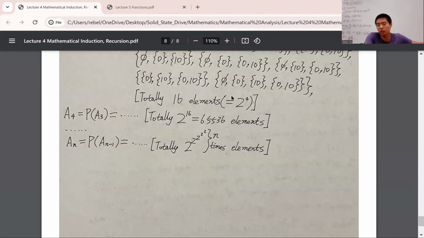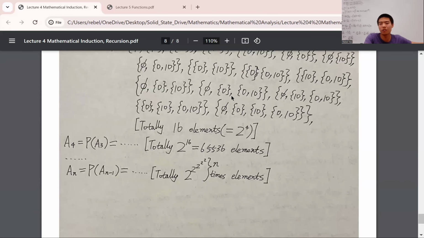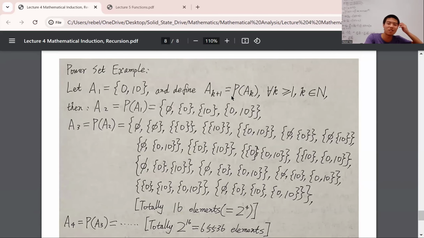So before getting into today's topic, functions, I would like to introduce a new example, the power set example of a recursion. So first, let's define A1. Let's define A1 here, which is {0, 1}, and has two elements. So you might say, well, it's pretty easy to know the number of elements it has is 2. And now we define A_{k+1} based on A_k for all k greater or equal to 1. We say it's the power set of A_k.